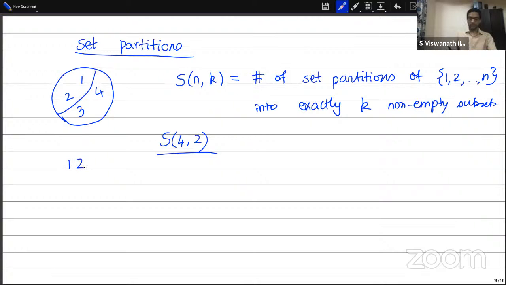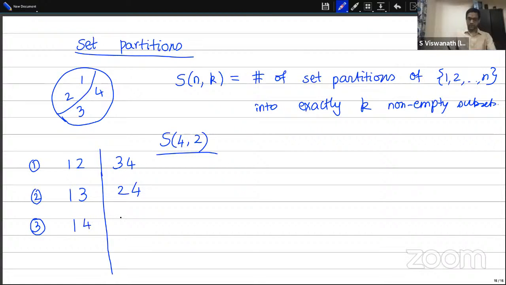So let's write the 2 partitions like this: {1, 2} is one partition, {3, 4} is the second partition. So this is my first way of doing it. What's another way? I can write {1, 3} together, {2, 4} together. I can write {1, 4} together, {2, 3} together. So these are the only 3 ways of doing it if I want to split it as 2 and 2.